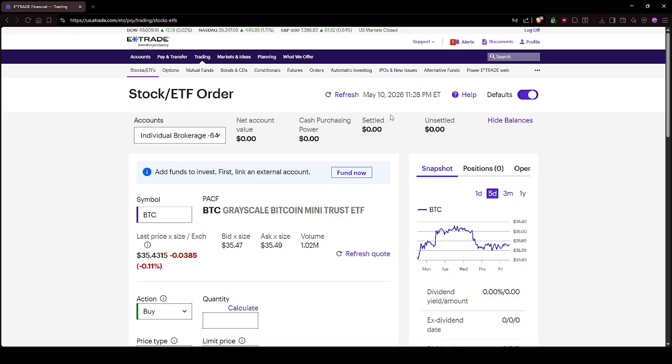Visit their website and sign up by providing the necessary information, including your name, email address, and other personal details. Once your account is set up and verified, you can fund it with your bank account or another payment method. Make sure you have enough funds to purchase the amount of Bitcoin you want.